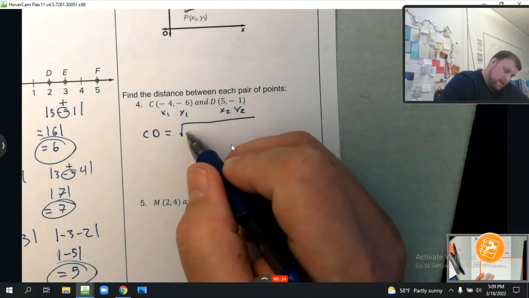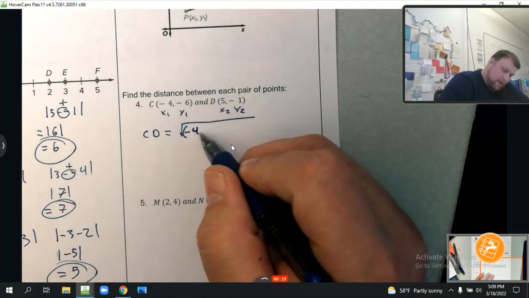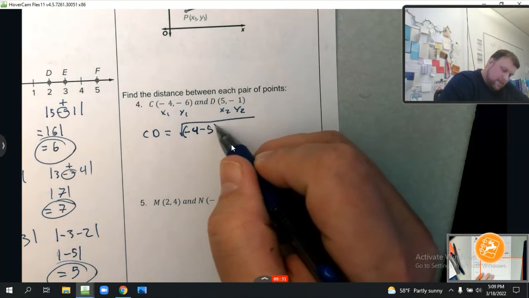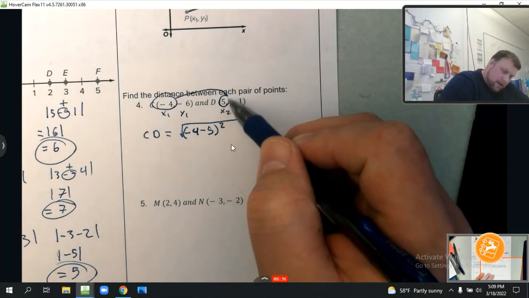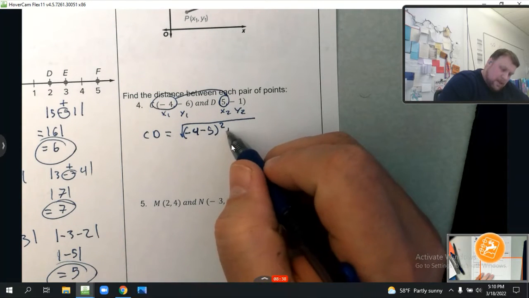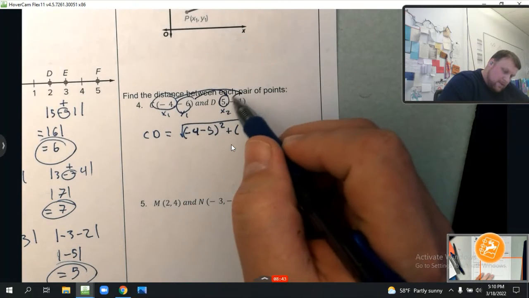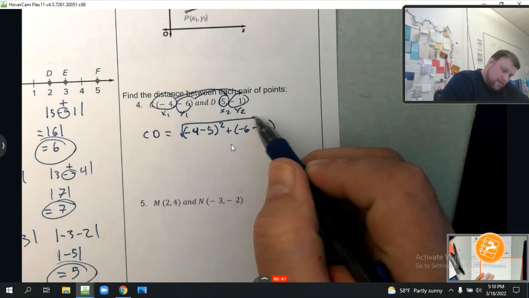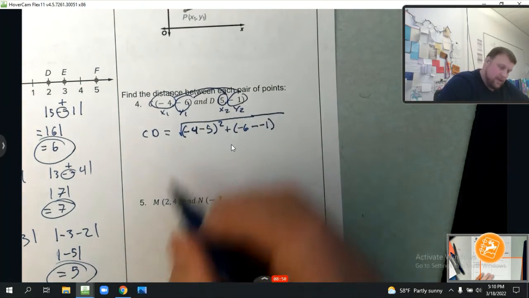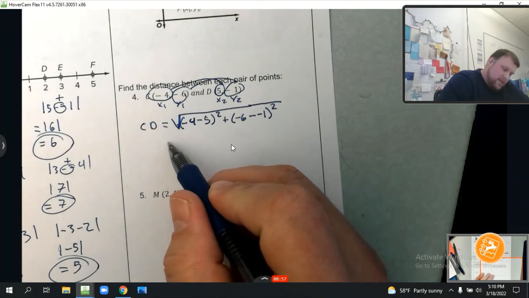of negative 4 minus 5. I'm just subtracting my x values and I'm going to square them. That's all I'm doing. Notice I just did negative 4 minus 5. Those are my x values. And then plus, I'm going to add to that, parenthesis. Now I'm going to subtract my y values. So that's negative 6 minus negative 1. Make that little radical longer. It's called a radical, by the way. It's for taking the square root. And I'm going to square it. Okay? So what does this equal?